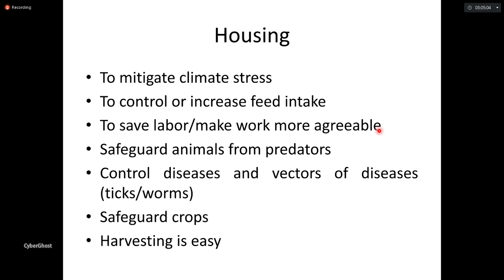On the other hand, if the animals are reared in a system like an integrated system, a system that we have integrated, right?